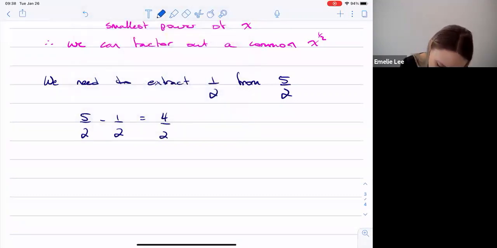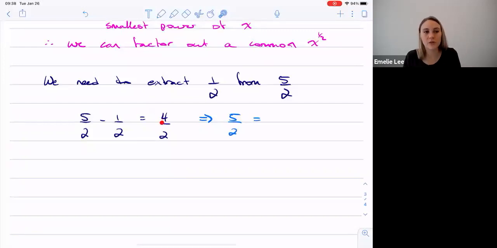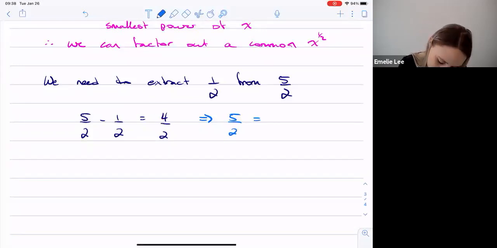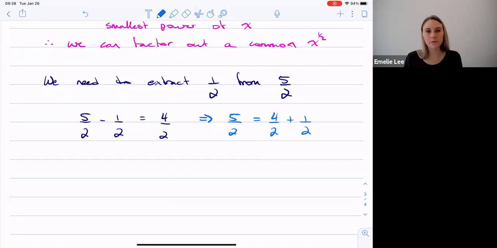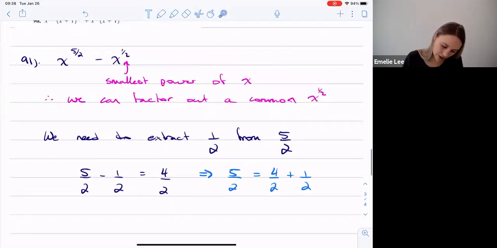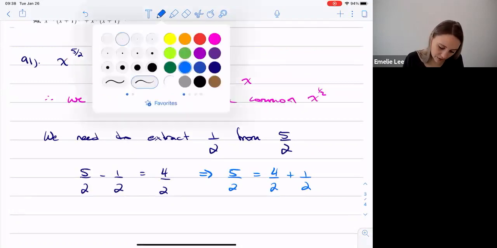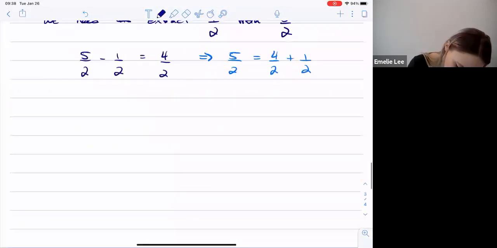So what this means is I can replace 5 over 2. If I add 1 over 2 to the other side here, 5 over 2 I can rewrite as 4 over 2 plus 1 over 2. Okay. So now we take that information and we put it up here, and let's start this problem now.